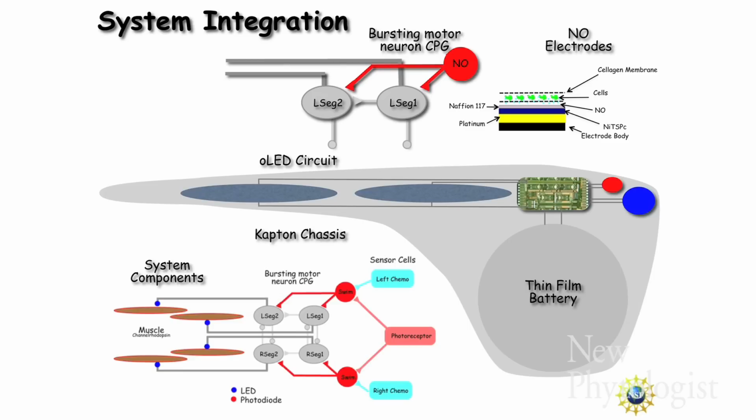But to put the whole system together, we want to build all of this. We start off with a chassis. We put the OLED circuit on it. We put the microelectronic, the subthreshold analog VLSI, and we have a way of making a nitric oxide sensor using Nafion and carbon fiber and platinum electrodes. And then we put a thin film battery on it and plate it with cells. And hopefully within 6 months or so, we'll be able to produce an actual biohybrid robot.